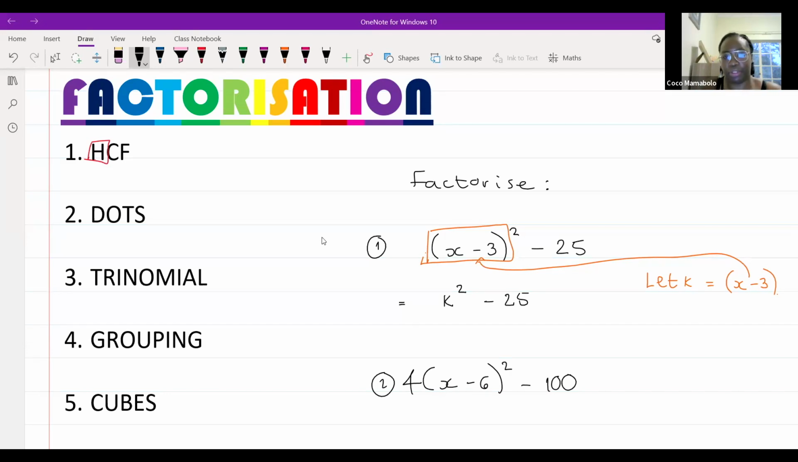That's it. Beautiful. We're going to go k plus 5 and k minus 5. But did my original question actually have k in it? No, it didn't. It had x minus 3 where the k is. So we're going to go back and replace k with x minus 3.